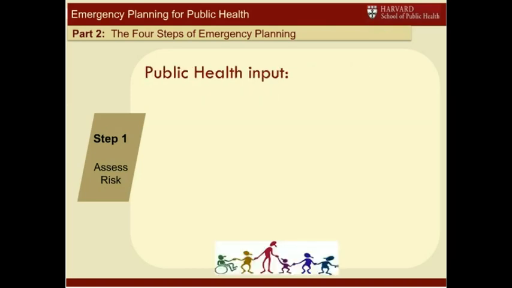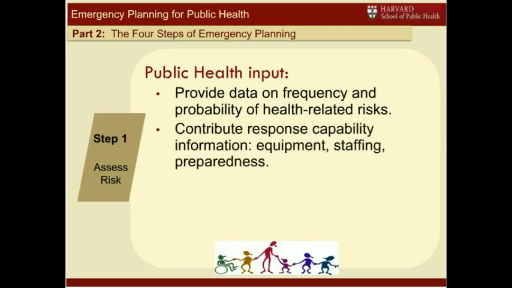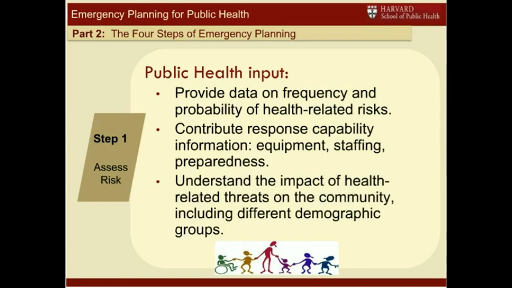Public health plays a crucial role in emergency planning and can help in many ways. They may provide data on frequency and probability of health-related risks. This kind of data is vital. They may contribute response capability information such as equipment caches, staffing, and preparedness levels. In many communities, public health officials are the only source of this information. They also help understand the impact of health-related threats on the community, including different demographic groups. Public health input is important to appropriate planning for and protection of all groups.